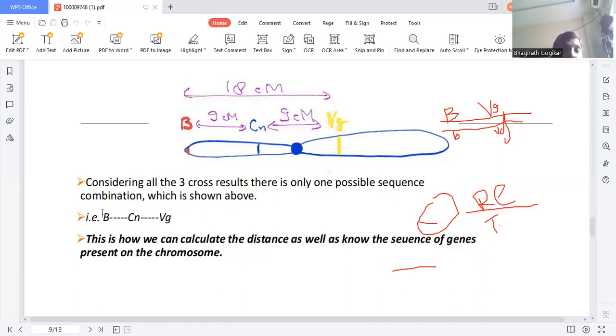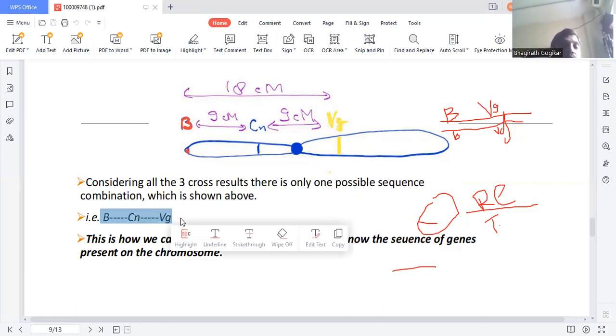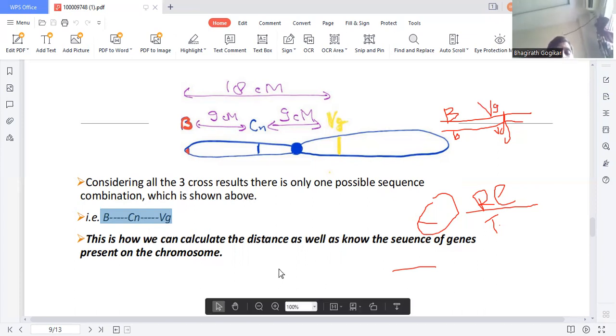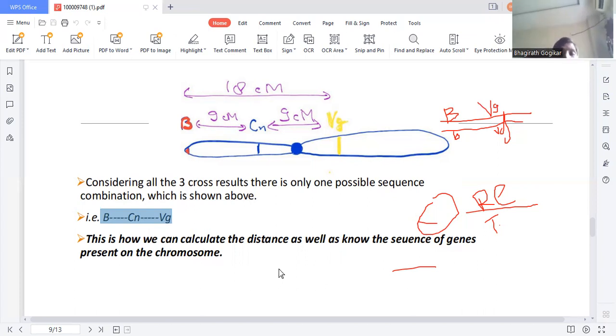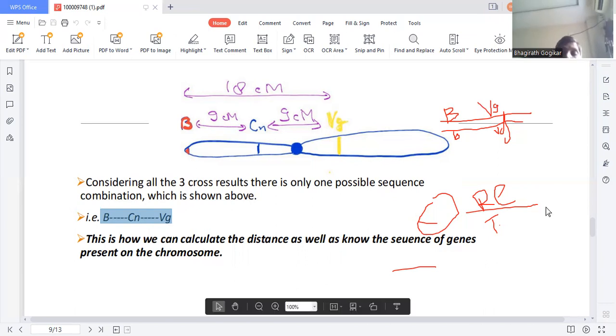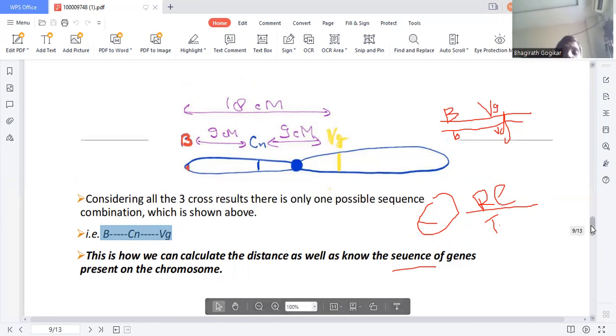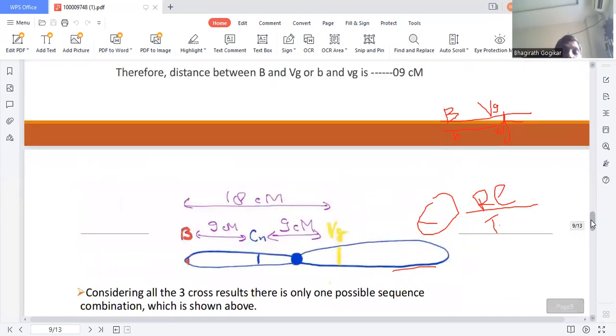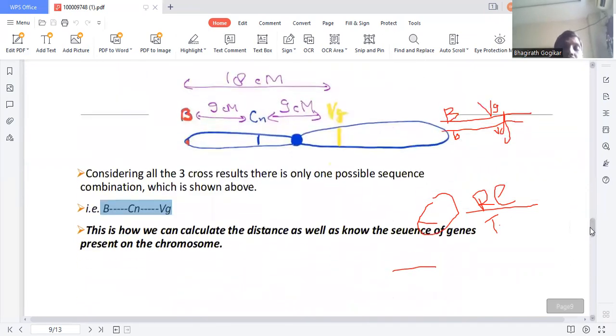So what is the possible gene sequence on the chromosome? We can determine it as B, after CN, after VG. So we can calculate the distance as well as know the sequence of genes present on the chromosome. So this is nothing but the 2-point test cross. We consider only a 2-point test cross, and 2 single crossovers are present here. So 2 single crossovers are there. That's why it's considered a 2-point test cross. Are you followed? Hello?